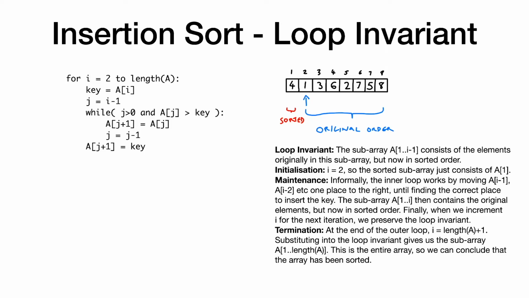Finally, we have to show that after the loop terminates, that we have a useful property. So at the end of the outer loop, I is the length of A plus 1. We can substitute this into the loop invariant, which gives us the subarray A1 through length of A. This is the entire array, so we can conclude that the array has been sorted.